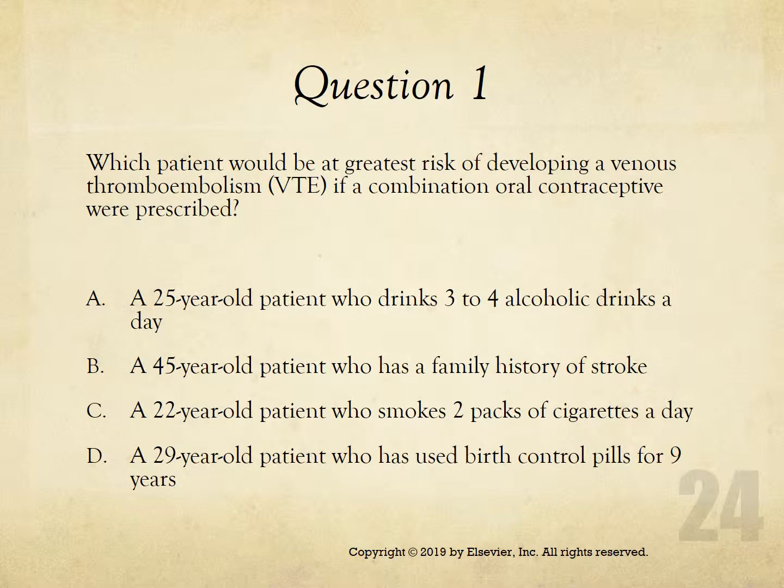So the first question is, which patient would be at greatest risk of developing a VTE if a combination OC were prescribed? The answer is C, the 22-year-old who smokes 2 packs of cigarettes a day.